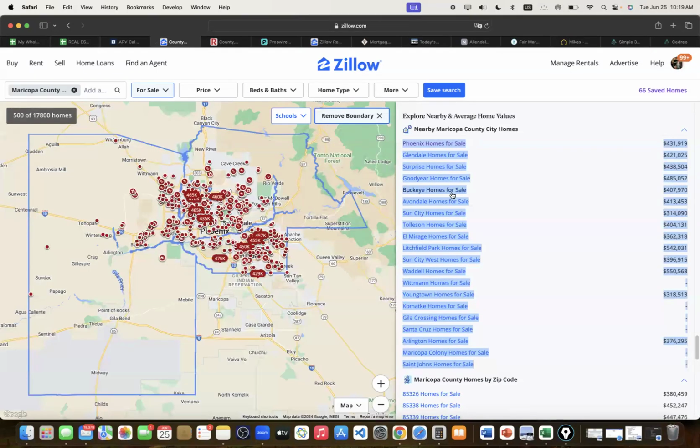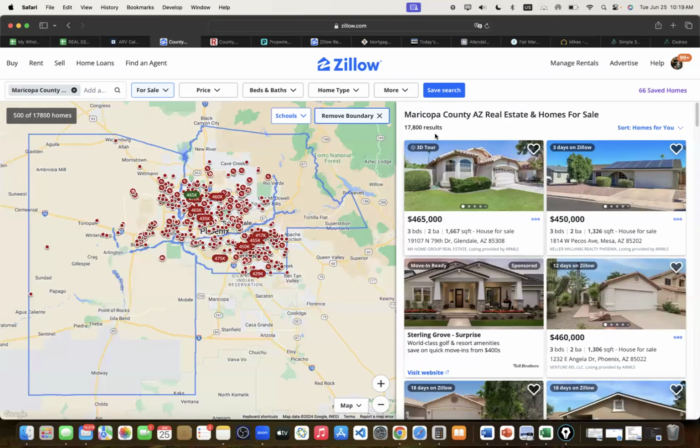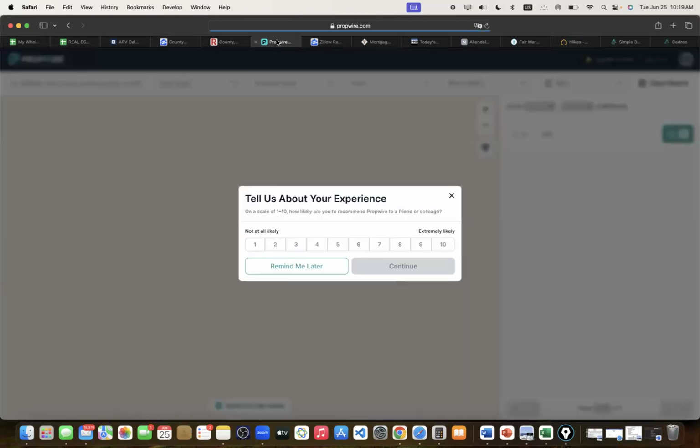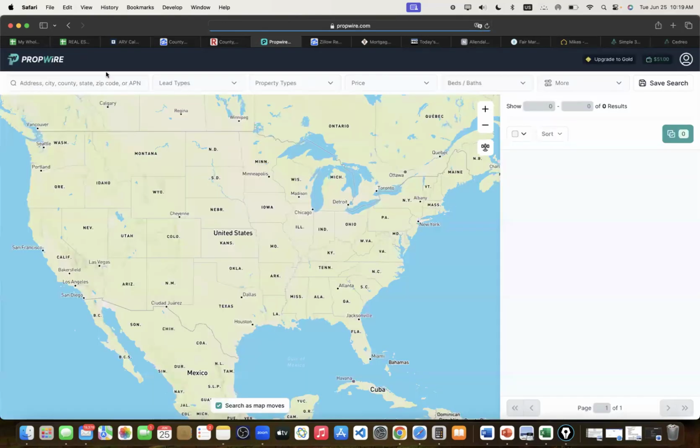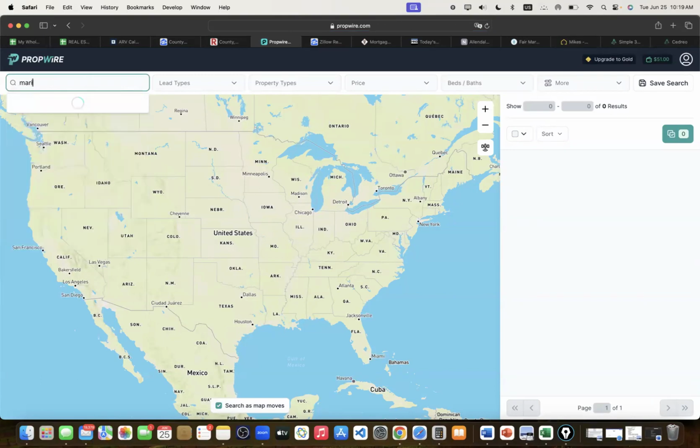So now all these properties that I'm looking into in Maricopa County, I have 17,800 results. I can even do that over here also in PropWire. PropWire is a free subscription-based platform. You really don't have to pay for anything. The only thing you have to pay for is if you want to skip trace people or homeowners.